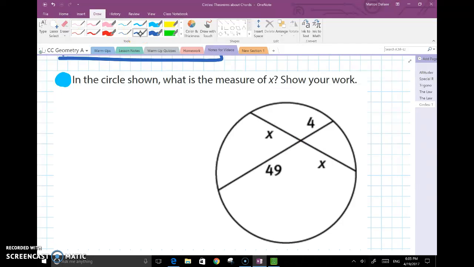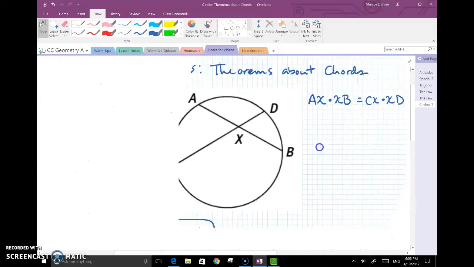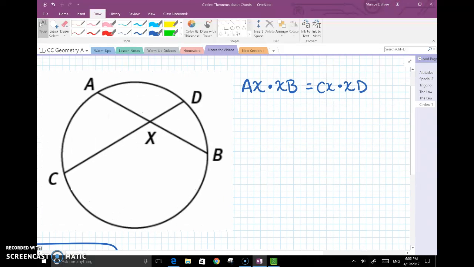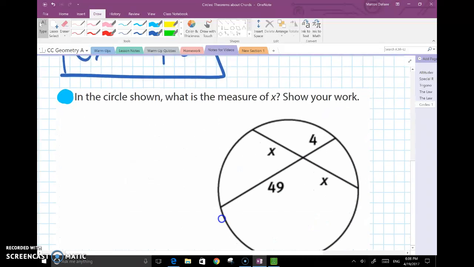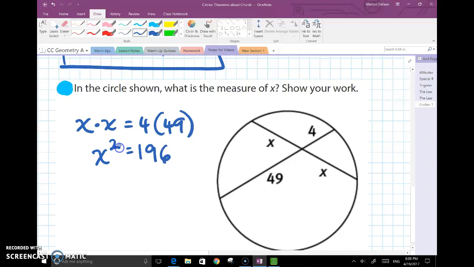Now, the way to do this is to just apply the principle that I laid out for you over here about those two chords and the four segments created by their intersection. So doing that over here, what we get is the following. We get X times X would be the same thing as multiplying 4 times 49. Now 49 times 4 is 196. Okay, and X times X would be X to the power of 2.